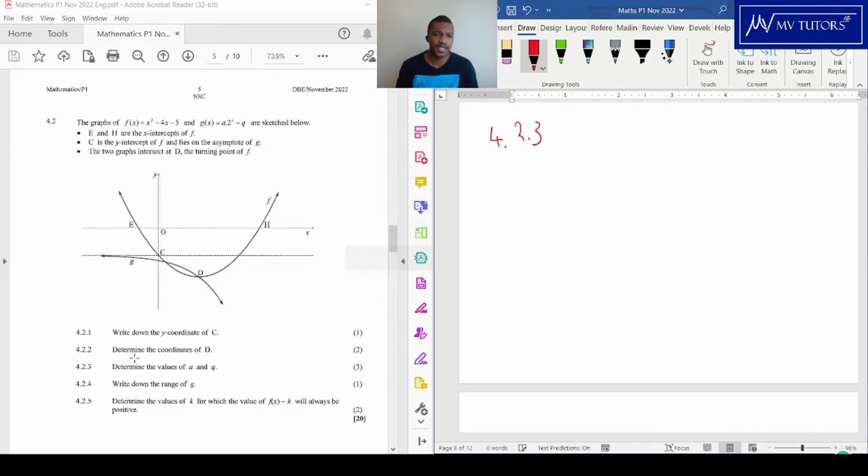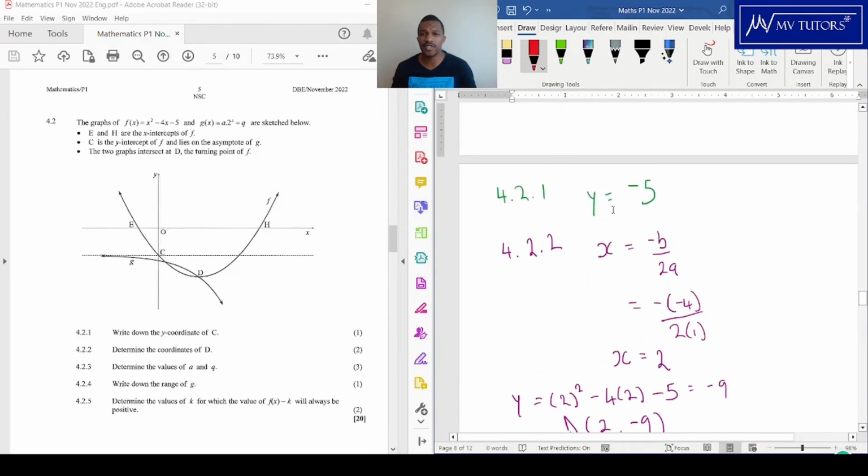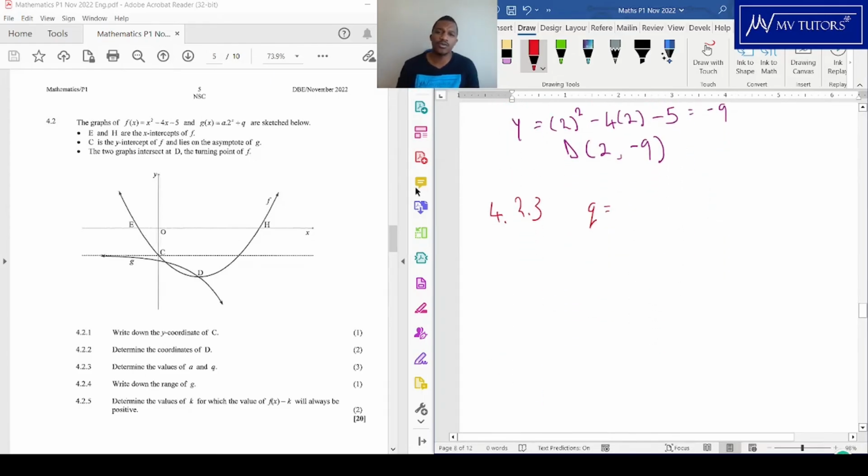4.2.3 says determine the values of a and q. A and q, we can see it's the exponential graph. We know that the value of q, if you know your properties, is the asymptote. So the asymptote passes at c, and we have the value of c, which is the y intercept. We actually solved it here, -5. So q is simply -5.